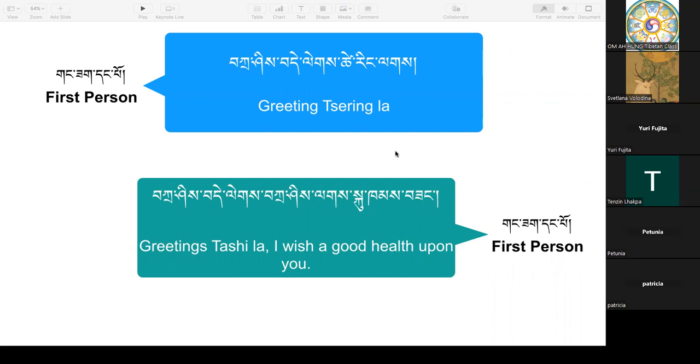Okay, so the first line is first person, Kangsa Tangbo: Tashitele Tsiringla. We have been familiarized with this particular line many times. Tashitele Tsiringla means greetings, Tsiringla.